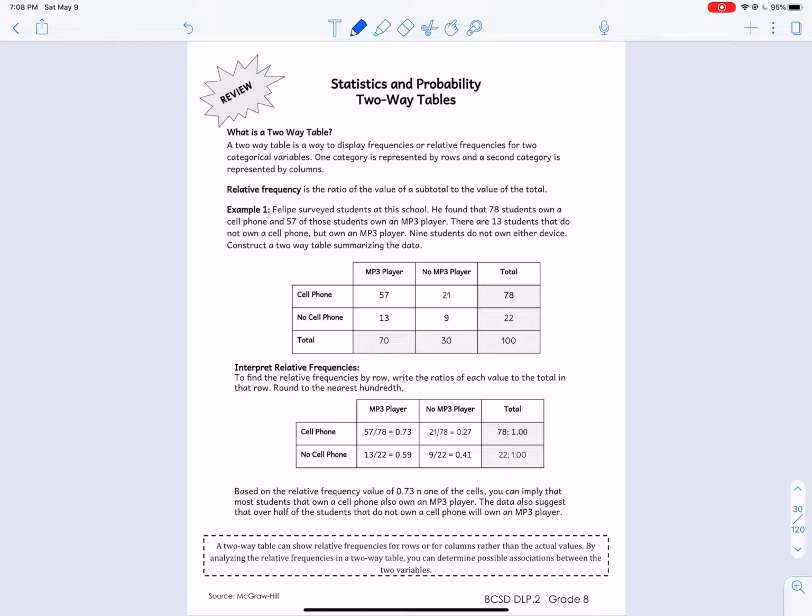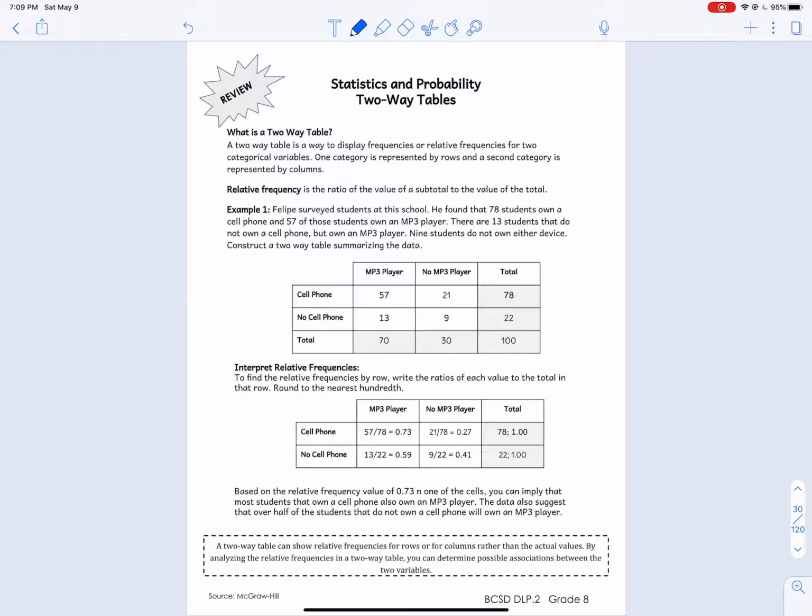So when we talk about two-way tables, we talk about comparing two different types of things, and usually done through a survey. So a group of students or a group of people are asked two questions. In this case, they're asked, do you have an MP3 player? Yes or no. And do you have a cell phone? Yes or no. And then someone records the data, puts it in this table, and this is called a two-way table.